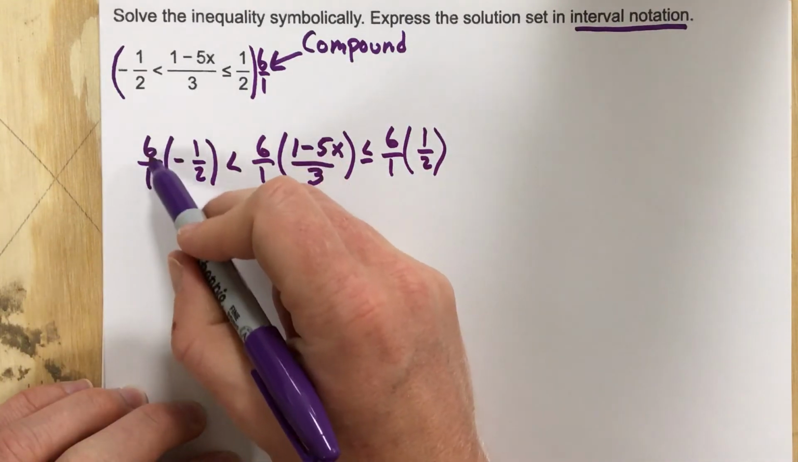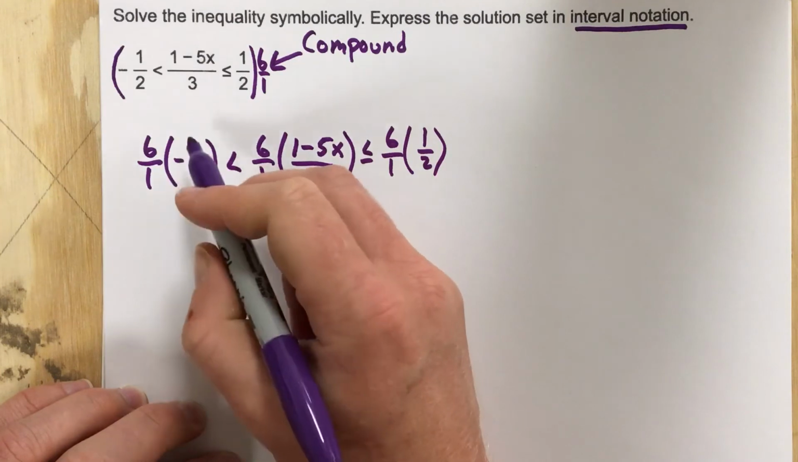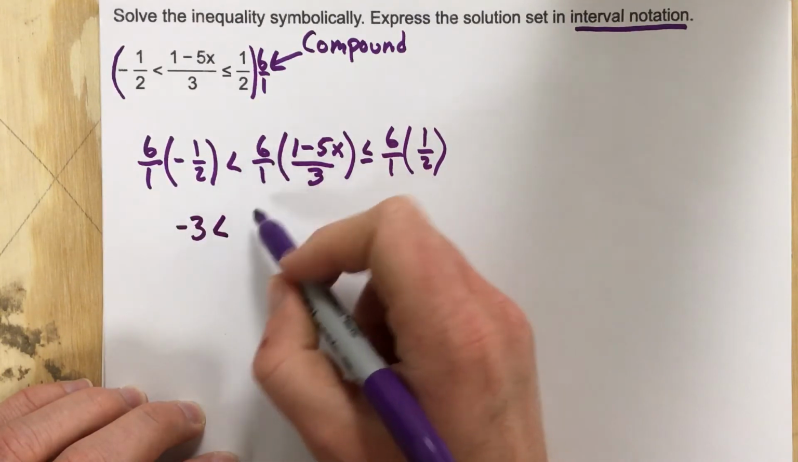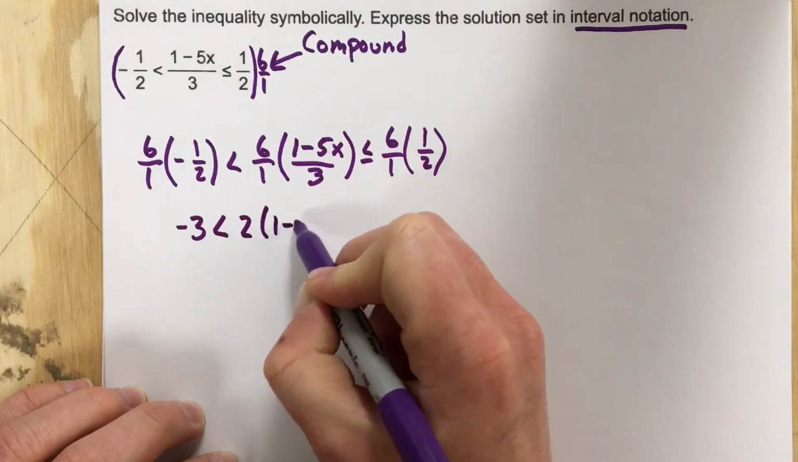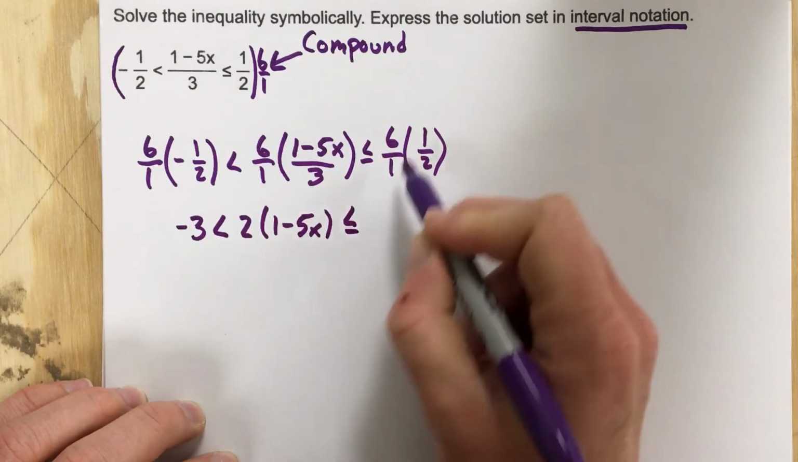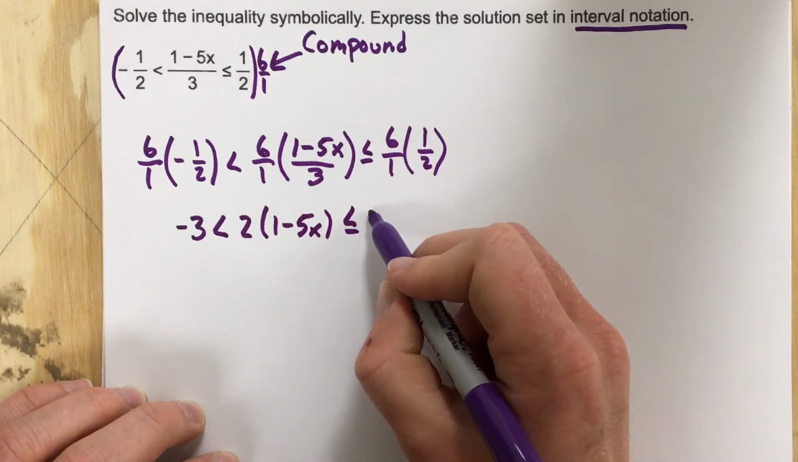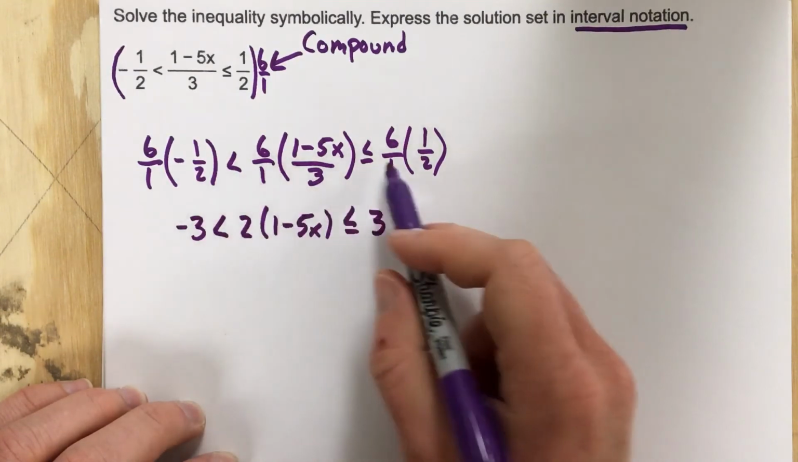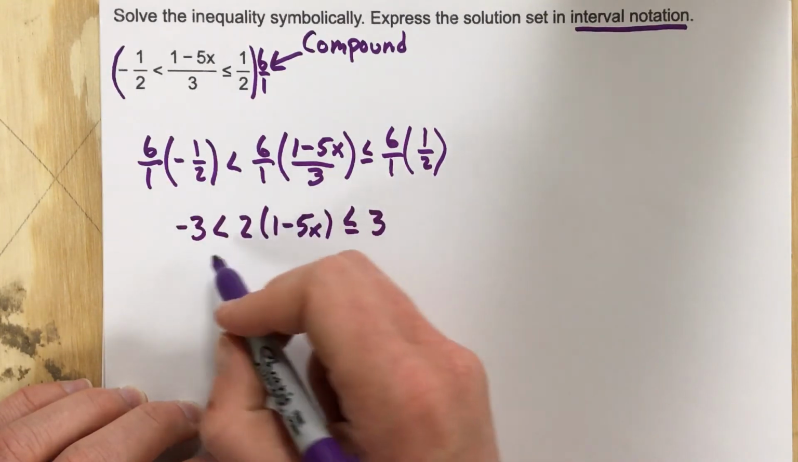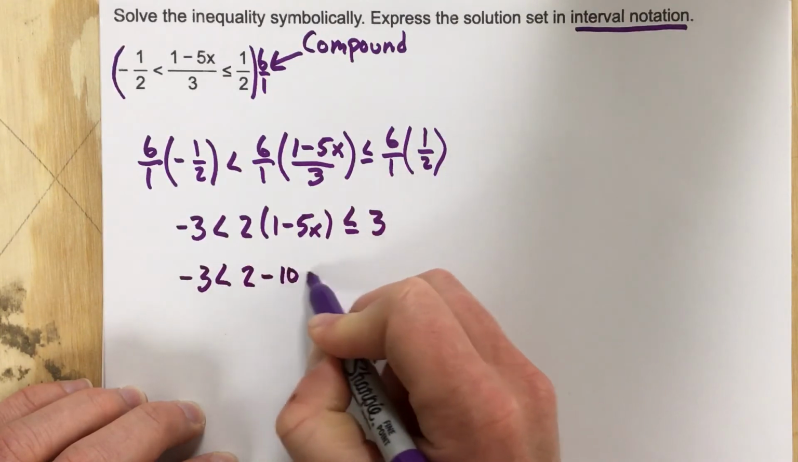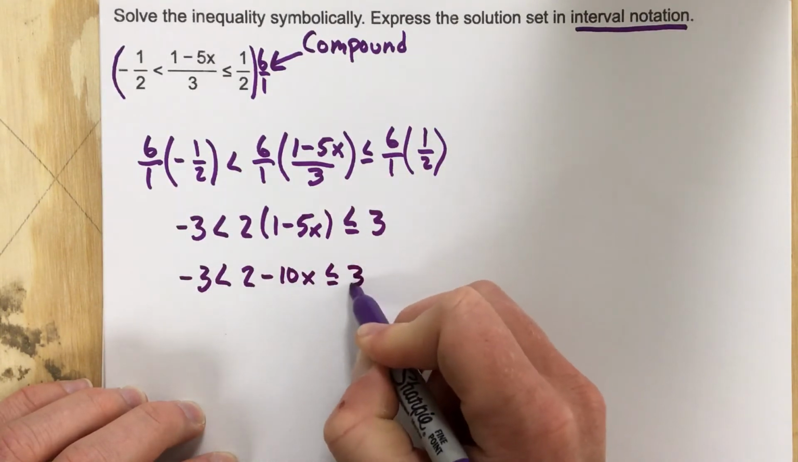When I multiply 6 over 1 times negative 1/2, that's going to give you negative 3 less than 2 times 1 minus 5x, less than or equal to 6 times 1/2 is 3. Distribute in the middle. So we cancel the fraction like we wanted to. Now we can distribute. So we have negative 3 less than 2 minus 10x less than or equal to 3.